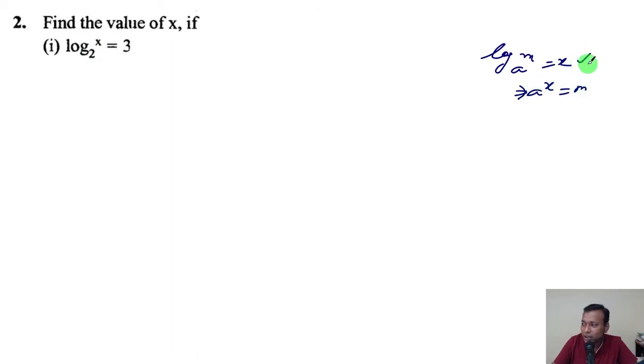So this is logarithm form and this is what? Exponential form. So as this question is in the logarithm form, using this identity we can find the value of x. So log x to the base 2 will give x equal to 2 cube.